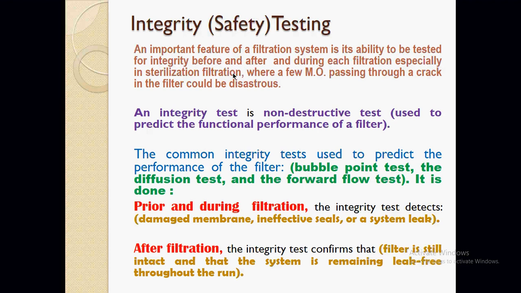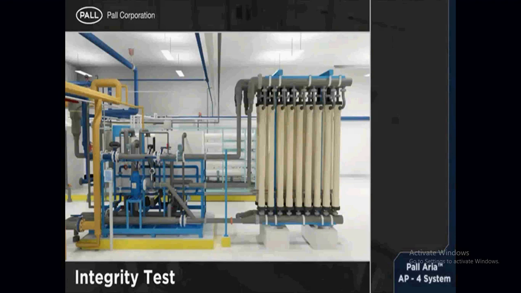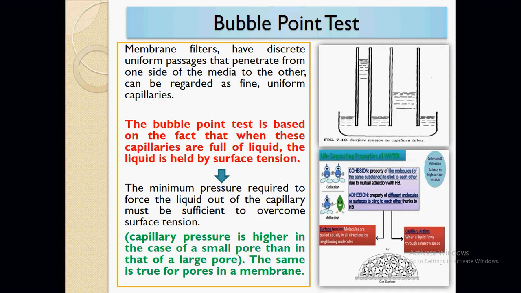طبعا هنا مو فقط البورز هي المهمة فقط، وإنما احنا بدنا نسلط ضغط، ممكن أي ليك بالبريشر يعني احنا ما مسوين sealing جيد للسكروز for this apparatus. We lose some of the pressure in filtration. Now, we do it also after filtration to confirm that the filter is still intact and that the system is remaining leak-free throughout the run. هذه بعض الصور للأجهزة اللي بتستخدم بالانتيجريتي تيست.